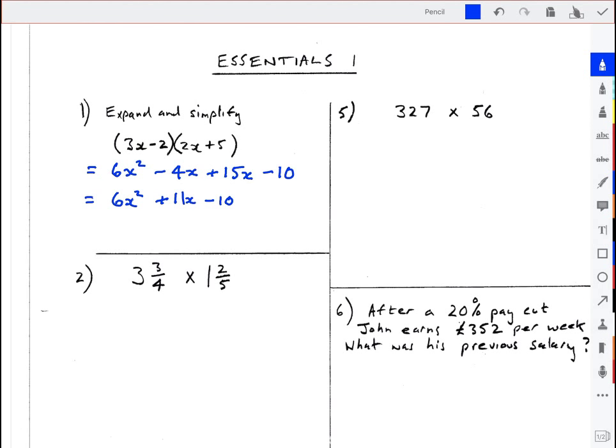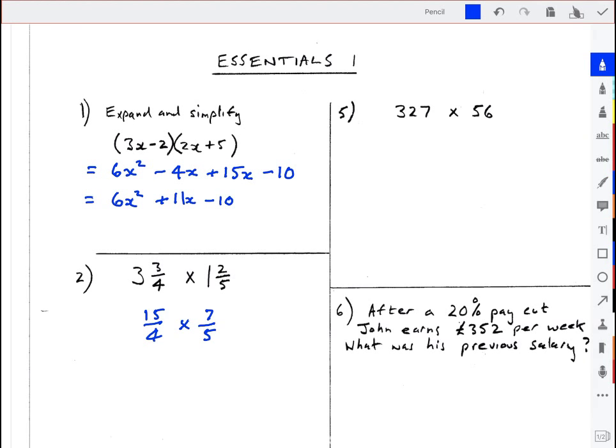Question 2. Mixed number arithmetic. If we're going to multiply two mixed numbers, we first write them as improper fractions. So we're putting the first one into quarters. 3 times 4 is 12. 3 whole numbers are 12 quarters, plus the other 3 we have here makes that 15 over 4. Multiplied by one whole number is 5/5 and another 2, 7/5.